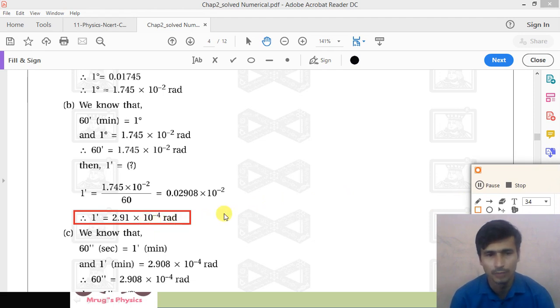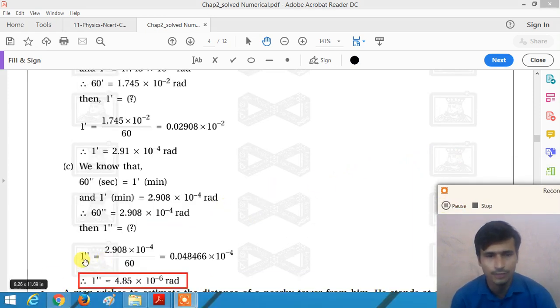Now how do we convert 1 second into radian? Similarly, 60 seconds is equal to 1 minute, and 1 minute is equal to 2.91 into 10 raised to minus 4 radian. So 60 seconds is equal to 2.908 into 10 raised to minus 4 radian. So 1 second is equal to 2.908 divided by 60 into 10 raised to minus 4 radian.